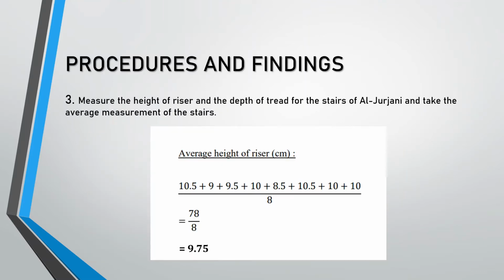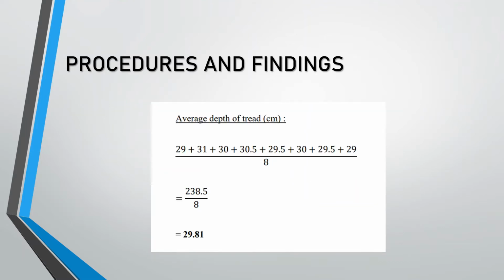And then we measured the height of riser and the depth of tread for the stairs of Arjujani and took the average measurement of the stairs. So we took the average height of the riser because it has inconsistent height. So we're going to have to take the average height. After dividing it by 8, we get 9.75 centimeters for the average height of riser. As for the average depth of tread, we divided it by 8 and then we get 29.81 centimeters.